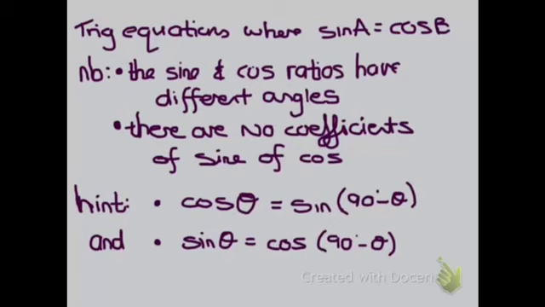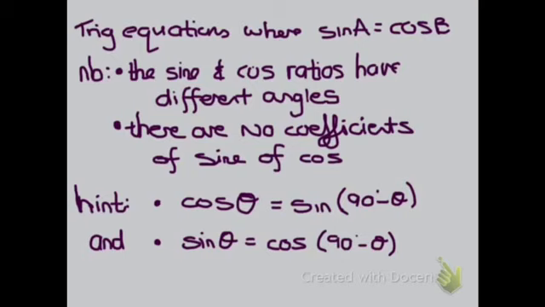Right, so this is the third video in grade 11 trig equations, and the previous one was the type where you have sine and cos, but the angles are the same. Now in this case you've got sine and cos, but you have angles that are not equal to each other. It's very important to notice that there are also no coefficients of the sine or the cos ratios. That's important because if you have that, you're going to have to go for some other tack.